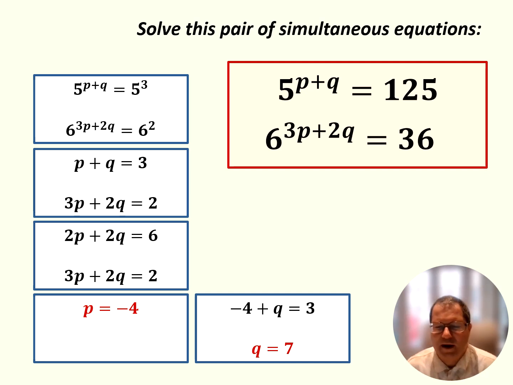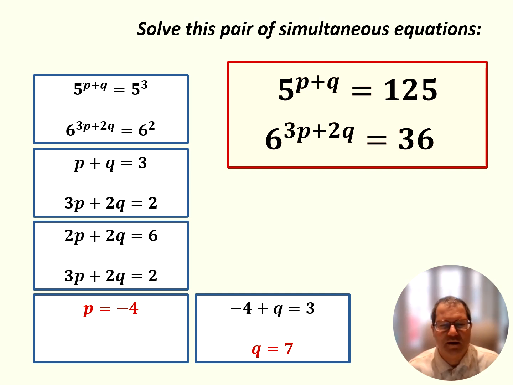So we have 5 to the power of p plus q is equal to 125, and 6 to the power of 3p plus 2q is equal to 36. And again, we've got the issue that it'd be nice if we had the same base numbers on both sides. So in my first white box over on the left, I've rewritten 125 as 5 cubed and 36 as 6 squared. So now each of the equations has the same base numbers. And that implies, therefore, from the top equation that p plus q is equal to 3, and then from the other equation that 3p plus 2q is equal to 2.